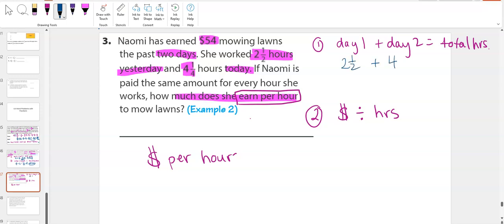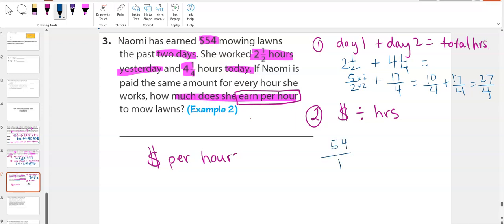Day 2, 4 1/4. Okay, turn them into improper fractions. So that becomes 5 halves, and that becomes 17/4. And now I need to find common denominators. Times by 2. And I'm going to get 10/4 plus 17/4 makes 27/4. Okay.